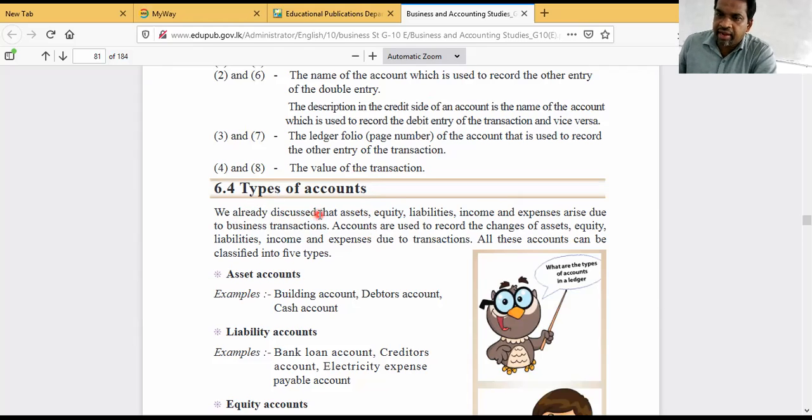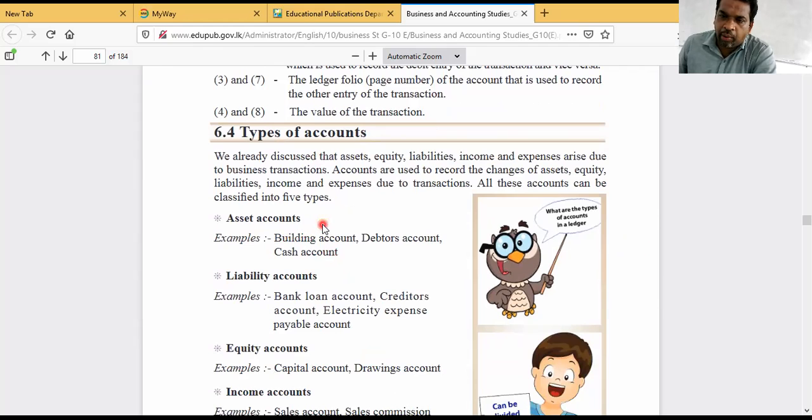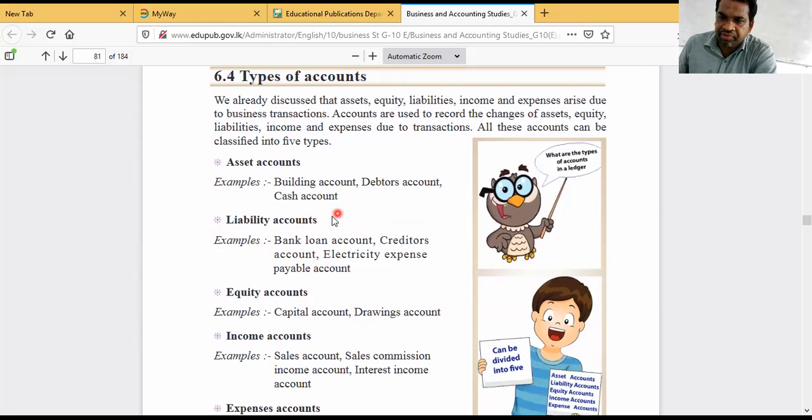We already discussed that asset, equity, liability, income, and expenses arise due to business transactions. Accounts are used to record the changes of assets, equity, liabilities, income, and expenses due to transactions. All these accounts can be classified into 5 types. Asset accounts, for example, building account, debtors account, cash account. Liability accounts, examples: bank loan account, creditors account, electricity expense payable account, that is accrued electricity.